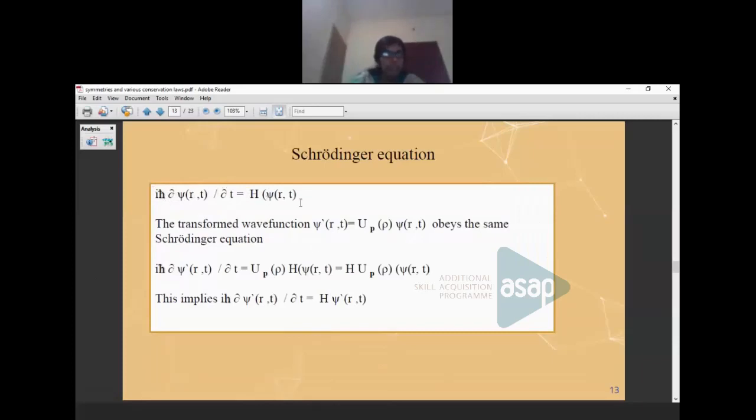iħ ∂ψ/∂t is equal to Hψ. Now the transformed equation will be ψ'(r,t) equals U_P ψ(r,t), and it should obey the same Schrodinger equation. So let us substitute here U_P H ψ. You know U_P H ψ is H U_P ψ. So U_P ψ is ψ'. So it has the same form. So here it is iħ ∂ψ/∂t equals Hψ, same as iħ ∂ψ'/∂t. Now we are convinced that the condition which we have put is correctly obeying these equations.